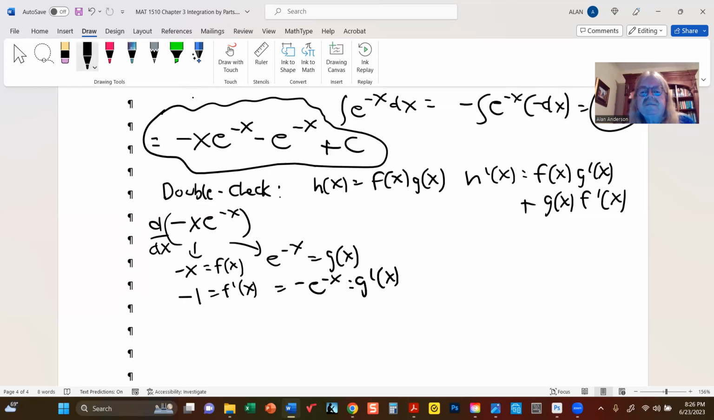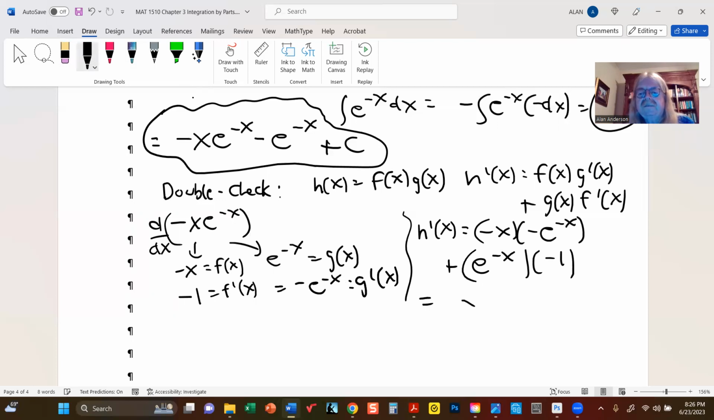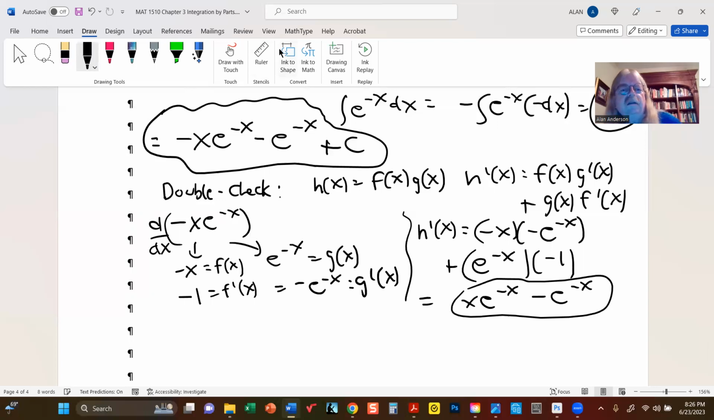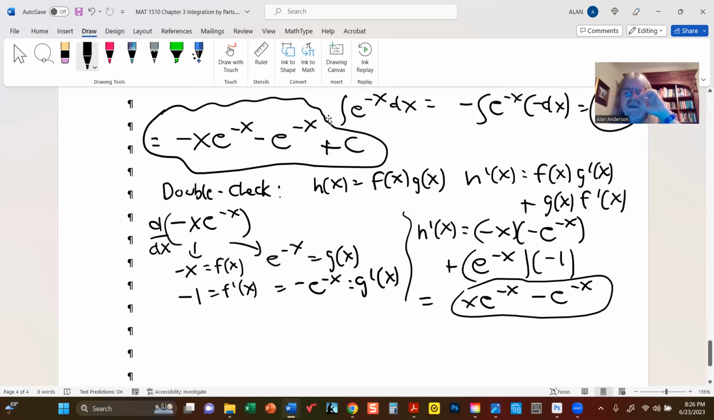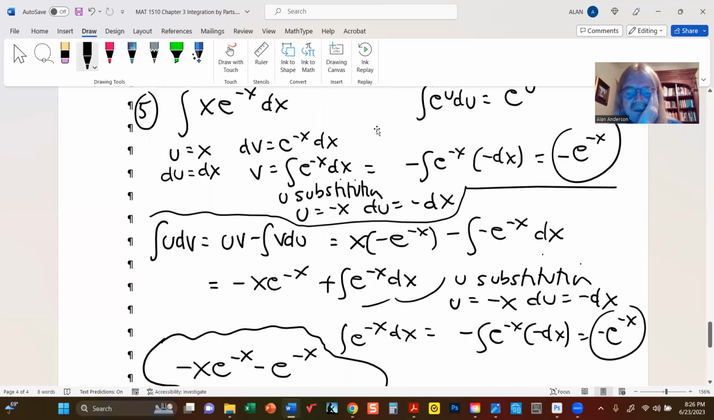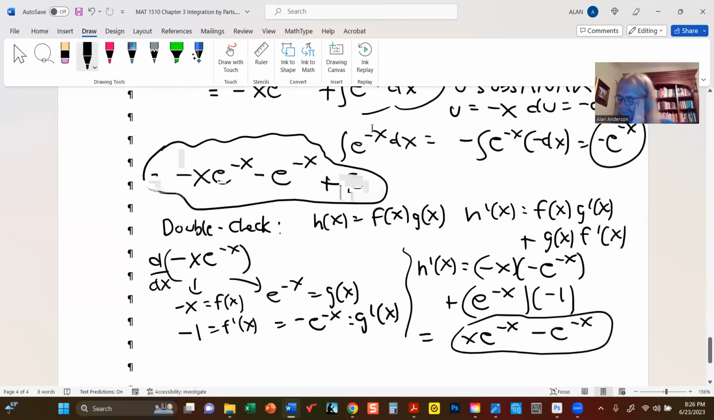So, in other words, you've got negative x times negative e to the minus x plus e to the minus x times negative 1. And then the second term was minus e to the minus x. Oh boy, it looks like I must have goofed it up. There's definitely a sign problem here.